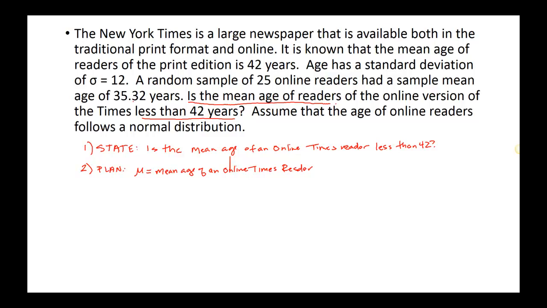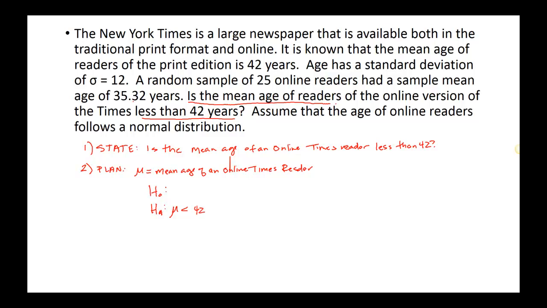The second thing that we do in the plan step for a test of significance is write our hypotheses. So we're going to have a null hypothesis and an alternative hypothesis. Our hypotheses are always written about the population parameter, so they're both going to be about mu in this case. Typically I like to write the alternative hypothesis first because the alternative hypothesis is really just your practical question written in symbols rather than in words. So our practical question says, is the mean age of an online Times reader less than 42? If I write that symbolically, that's going to be mu less than 42.